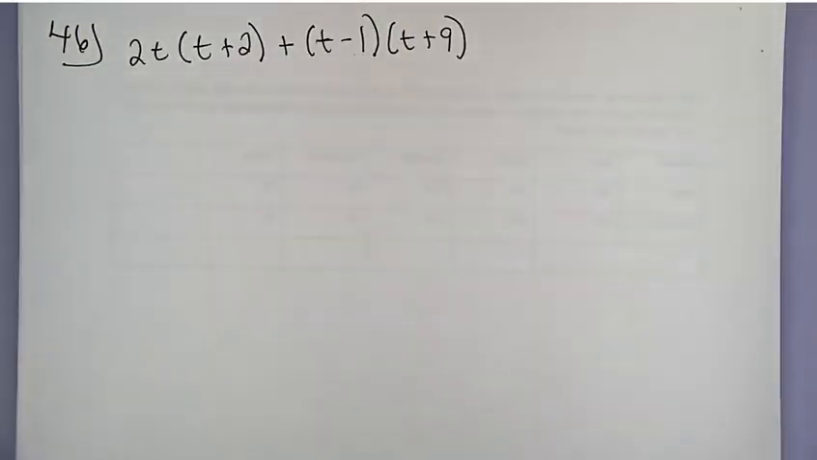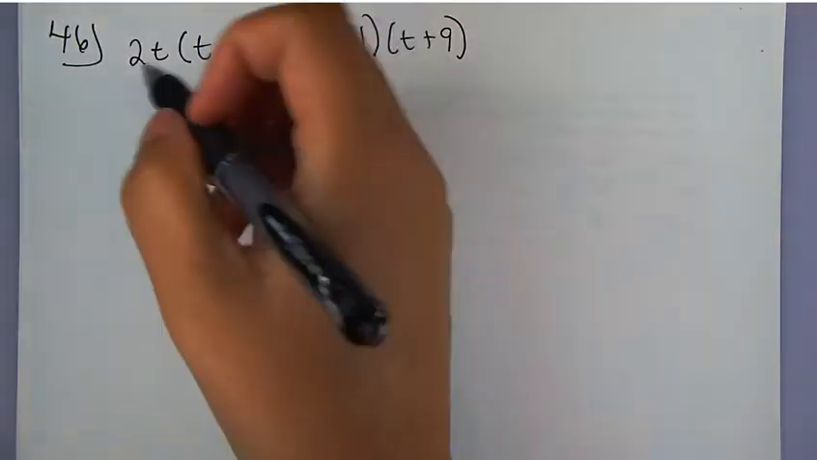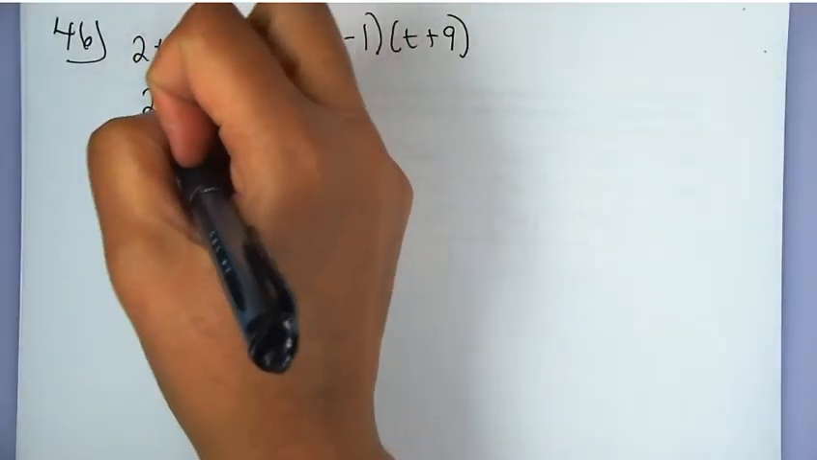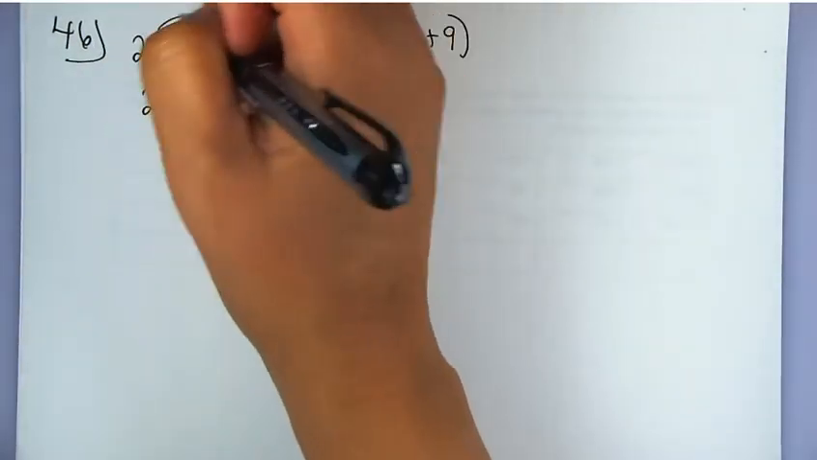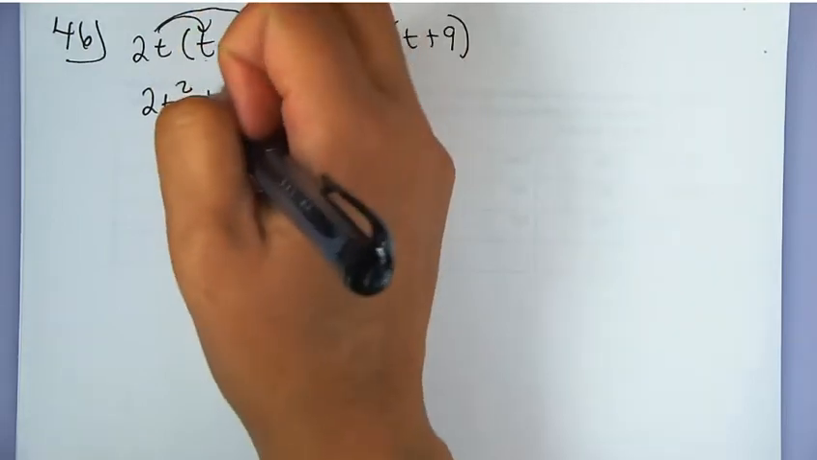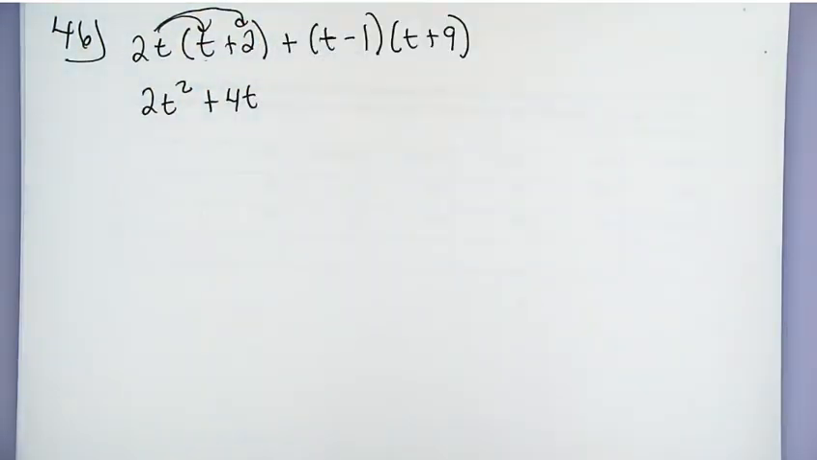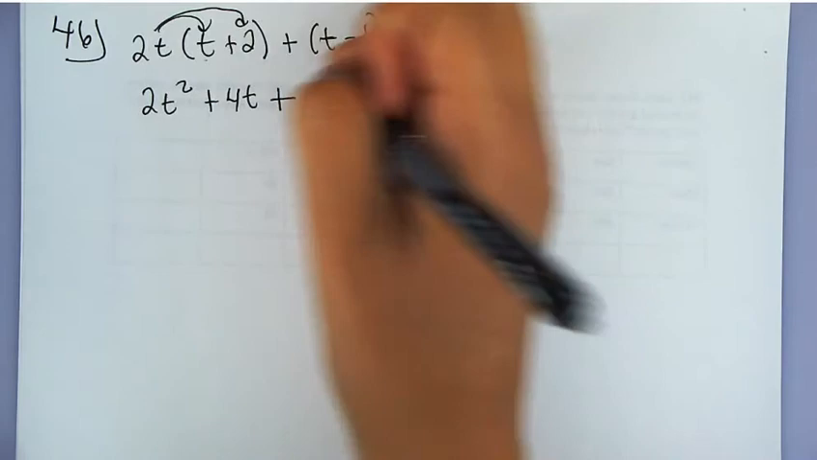So we're talking about this problem here. What do you think we're going to do first? We're going to distribute. Get rid of our parentheses first. So if I distribute, I end up with 2t squared. Yes? And then draw the second arrow, and I end up with 4t. That's the first half. Then you got this big plus sign in the middle. And then we got to do the second half.